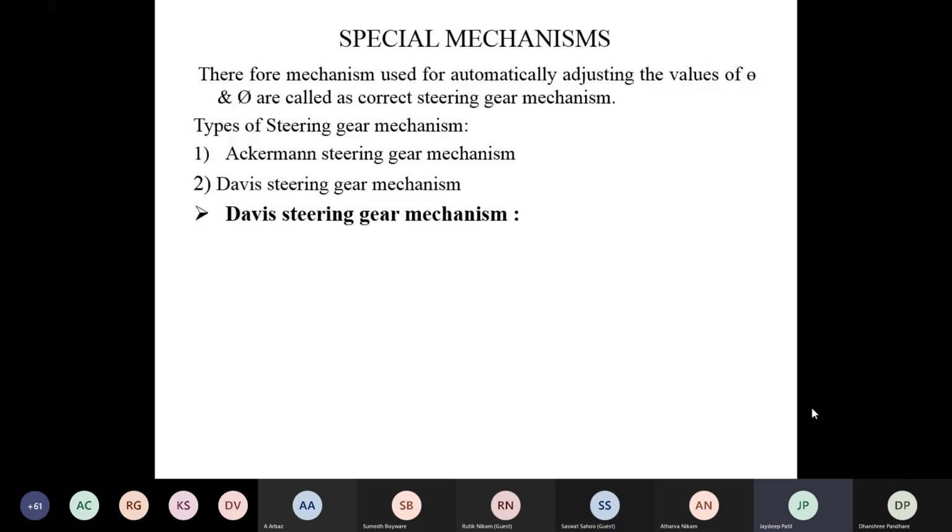Okay, all of you note down. There are two types of steering gear mechanisms. First is Ackerman steering gear mechanism, and second is Davis steering gear mechanism. Now in the university question paper, there is a question.